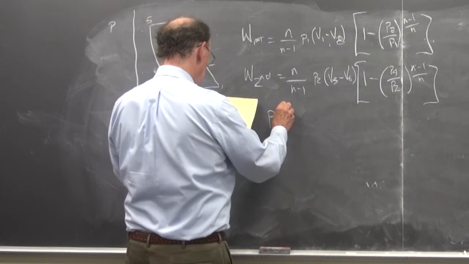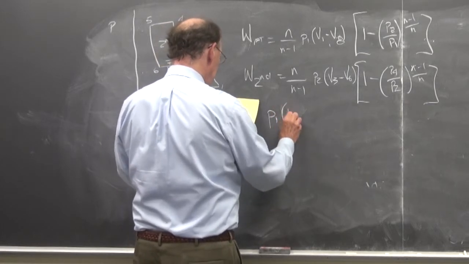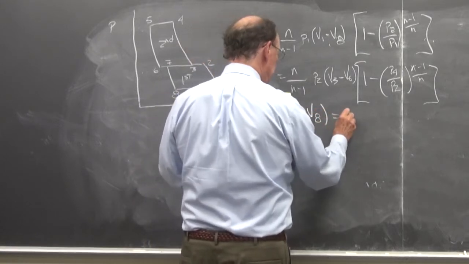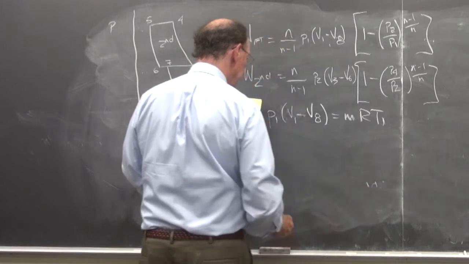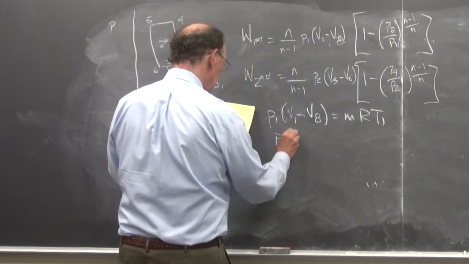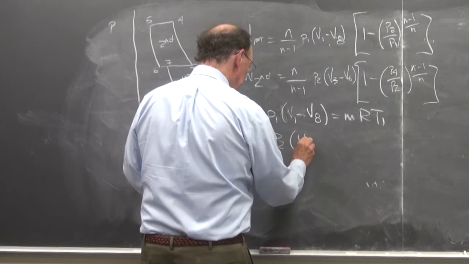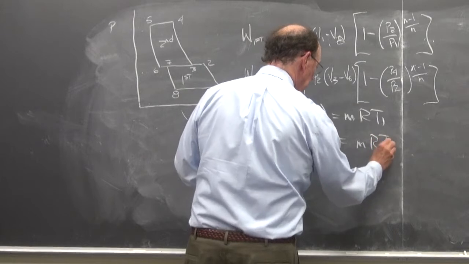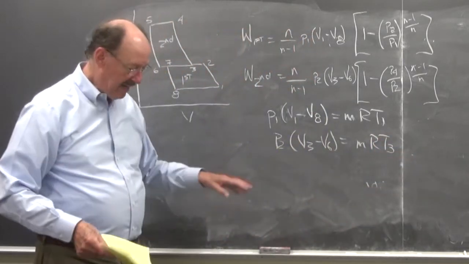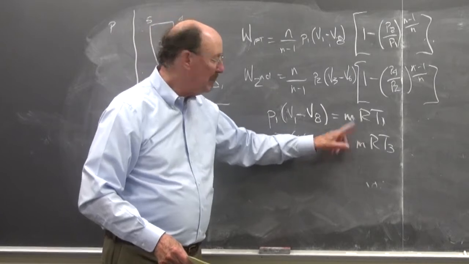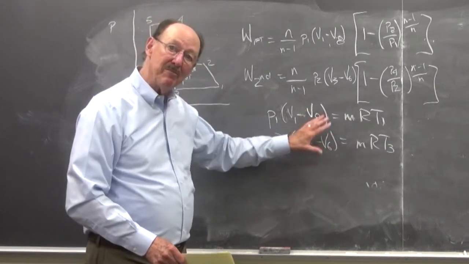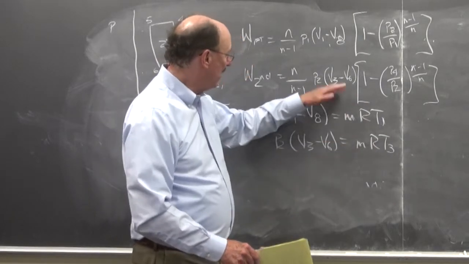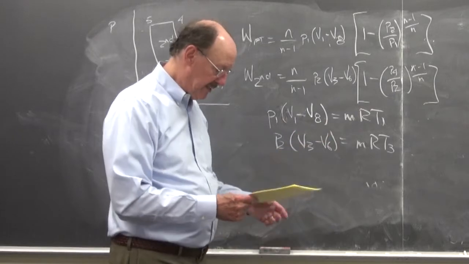And P1 times V1 minus V8 is equal to MRT1, and P2 times V3 minus V6 is MRT3. So what happens if I have the mass flow rate? The mass flow rate stays the same. Your volume flow rate changes, but your mass flow rate stays the same. And I can obviously put dots here and have flow rates rather than that.